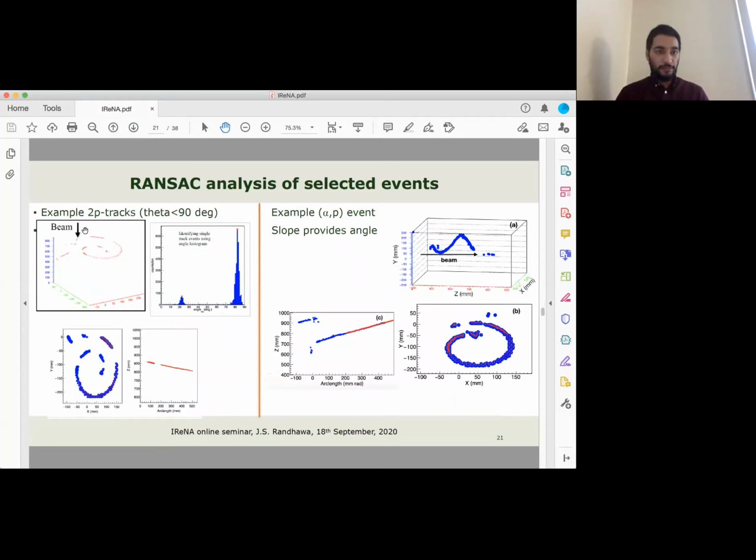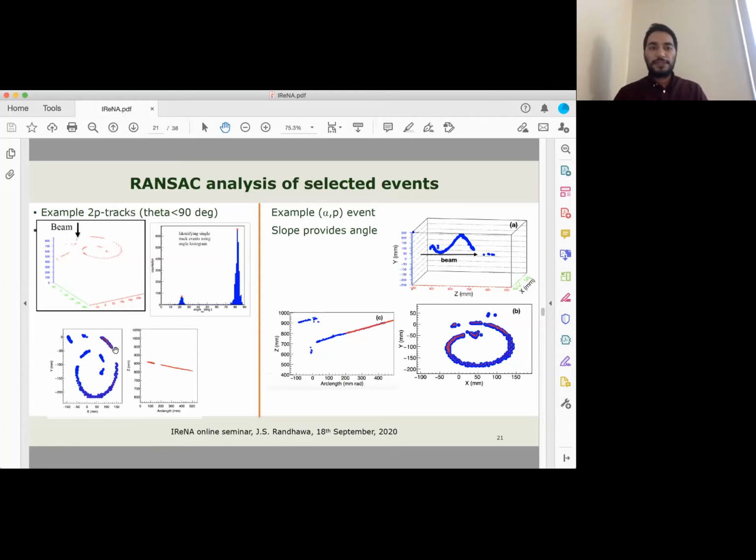There are many ways to differentiate between single events and multiple events. For example, here is a 3D hit pattern, and you can project that hit pattern to get the angles for these two tracks, and then identify whether it's a single event or a multi-particle event. You can further do the RANSAC analysis. You can fit this part with RANSAC and project arc length versus the Z, or the beam vertex or the reaction vertex. So this slope also provides you an angle. This is an independent way from here.